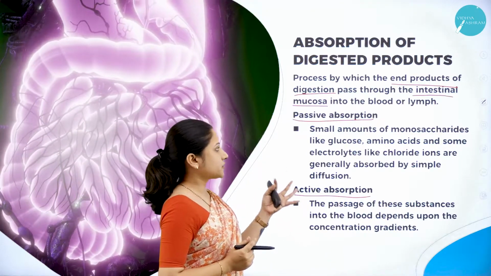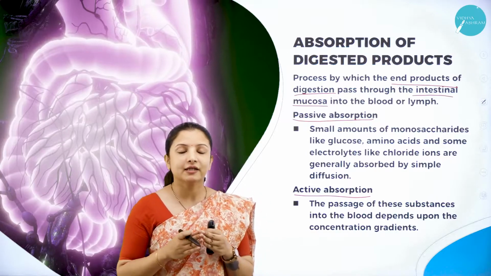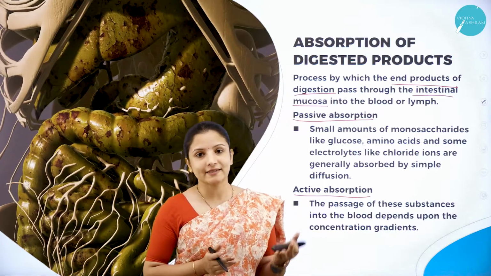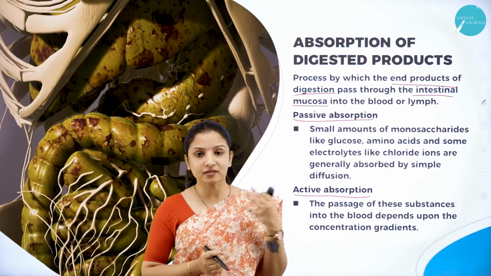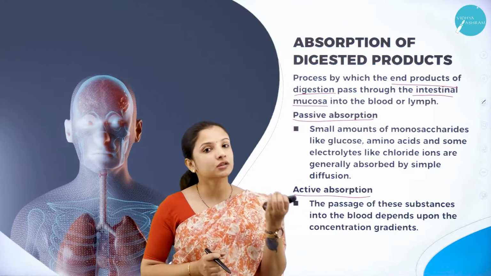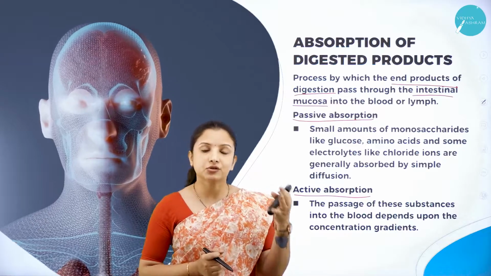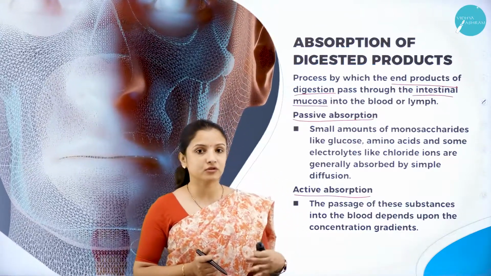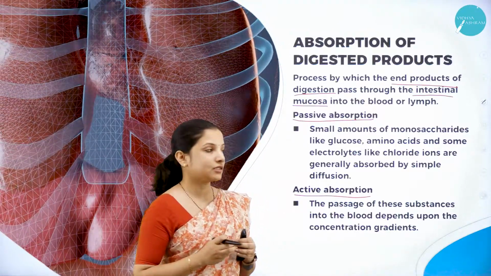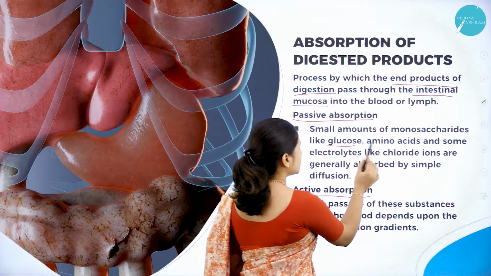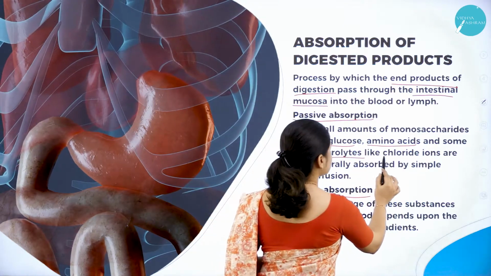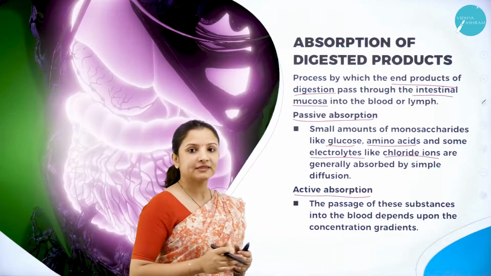So, passive absorption. Small amounts of monosaccharides. The complex carbohydrates, that is the polysaccharides, got converted into disaccharides, and those disaccharides got broken down into monosaccharides. These small amounts of monosaccharides in the small intestine, such as glucose, the amino acids and some of the electrolytes such as chloride ions, are generally absorbed by simple diffusion.